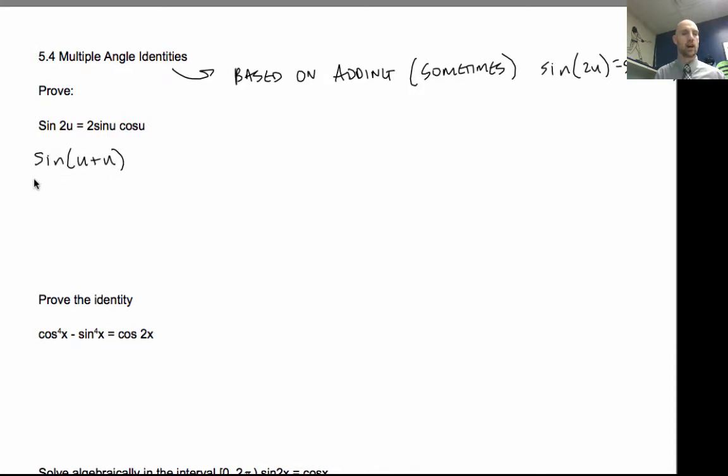And what I'm going to do is use my angle sum and difference formulas here. So the sine of u plus u is equal to the sine of u times the cosine of u. If it helps, you can do u sub 1, u sub 2. They're actually the same. But if you want to help keep track of them, this is like u sub 1, u sub 2. And then I would do a plus, because for sine they match. And then the cosine of u times the sine of u.